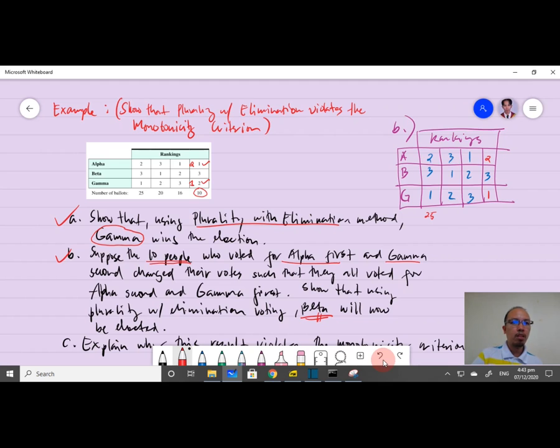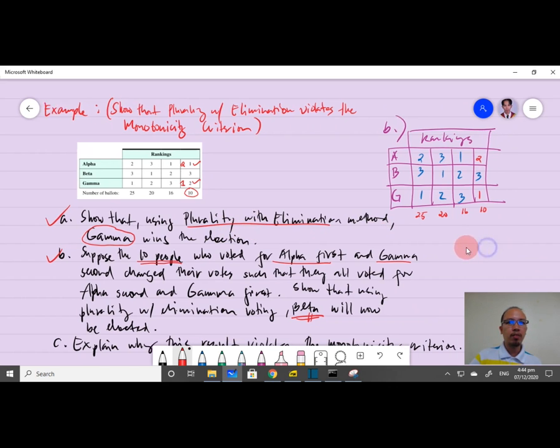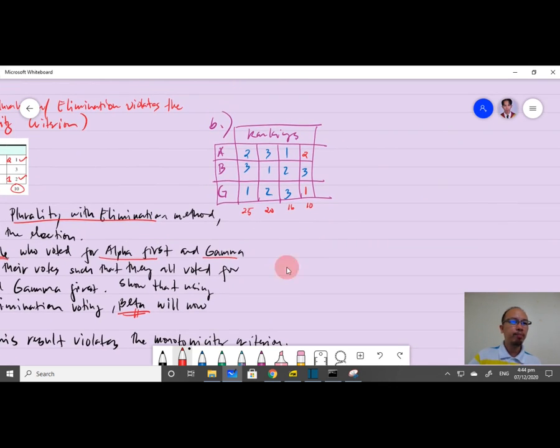Let's wait again. So we have 25, 20, 16, and 10. Okay, so we are going to use plurality with elimination. So from here we have to solve it this way. We have A, B, C, then we have first place votes. First place votes. So here.